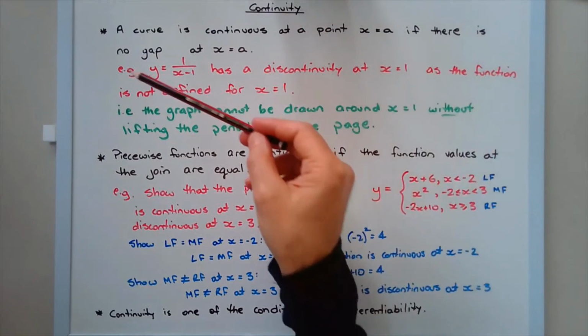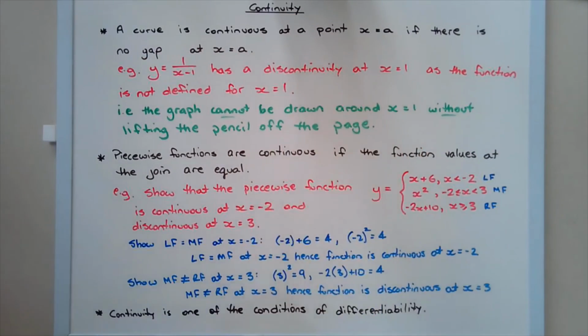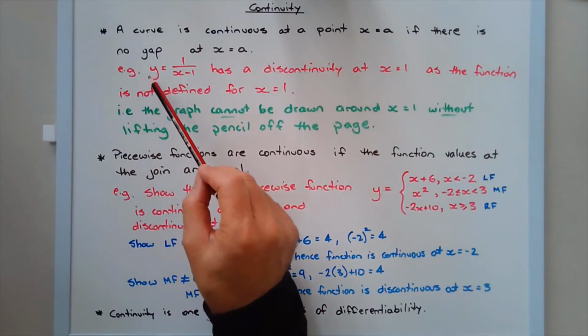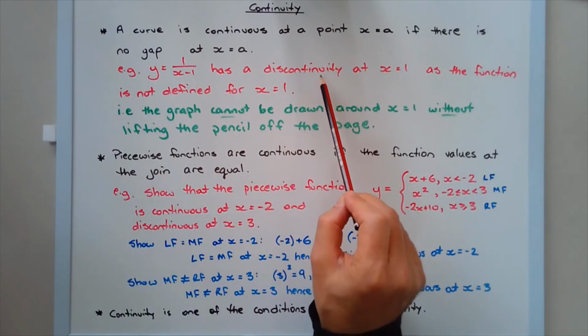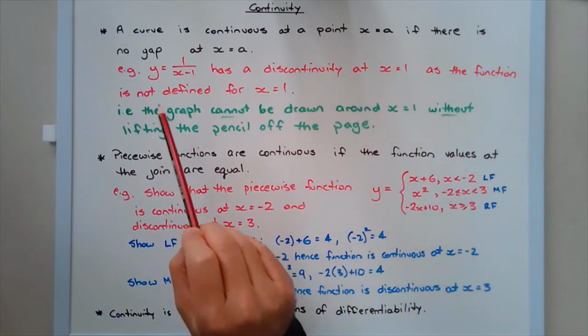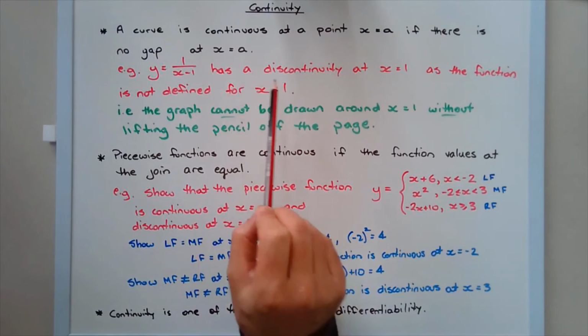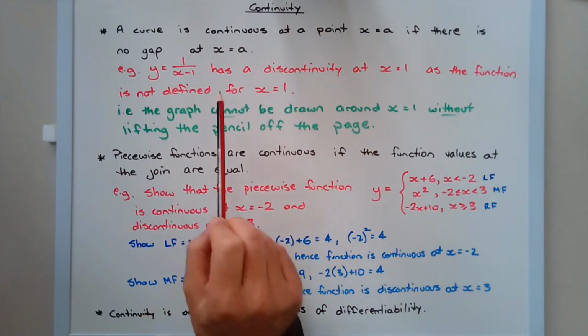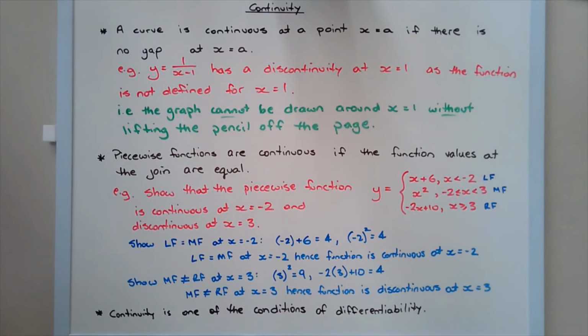Continuity. A curve is continuous at a point x equals a if there is no gap at x equals a. So for example, the hyperbola y equals 1 over x minus 1 has a discontinuity. In other words, it's not continuous at x equals 1 as the function is not defined for x equals 1. This is also the equation of the vertical asymptote, which splits this hyperbola graphically into two distinct sections or branches.